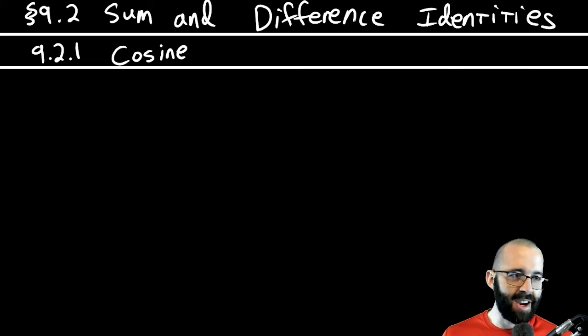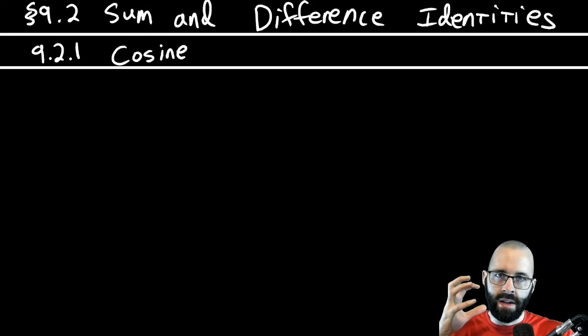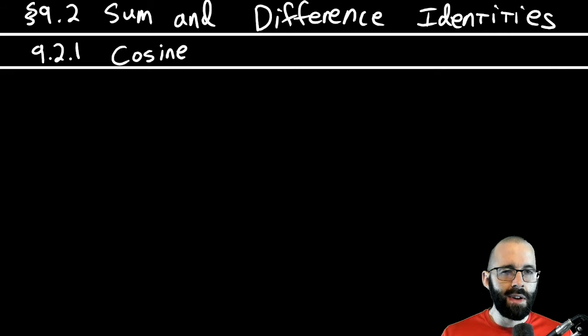All right, welcome to 9.2, more identities, more fun. So 9.2 and 9.3 are kind of like 9.1 really. It's just learning more tools, more formulas, more ways to go from A to B. And now we're not really using these for anything interesting just yet.